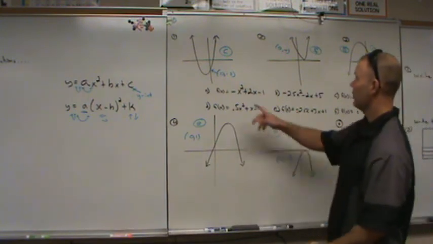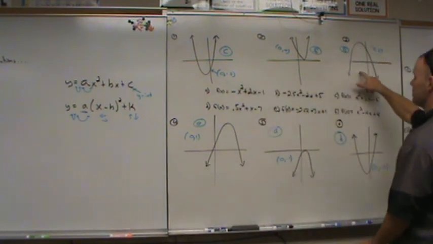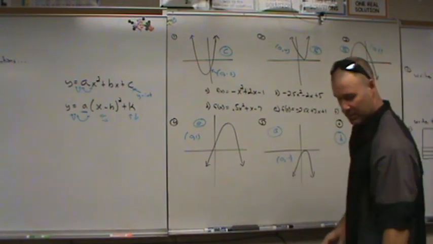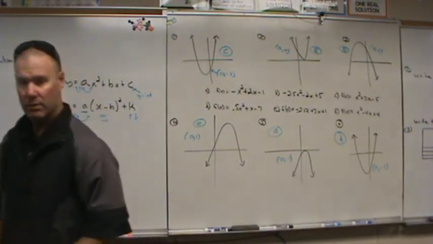All right, so 1 should be C, 2 should be F, 3 should be B, 4 is E, 5 is A, 6 is D. There you go. And that is the ready. And there's the bell.